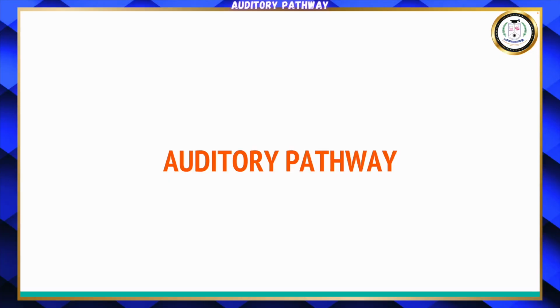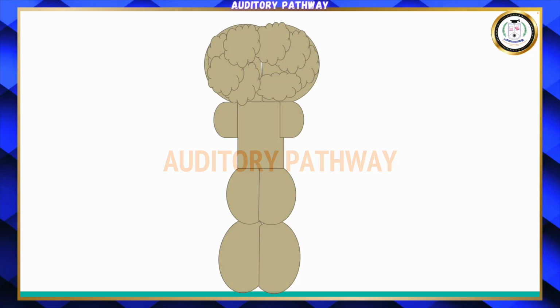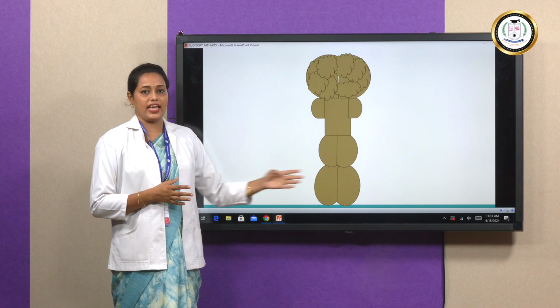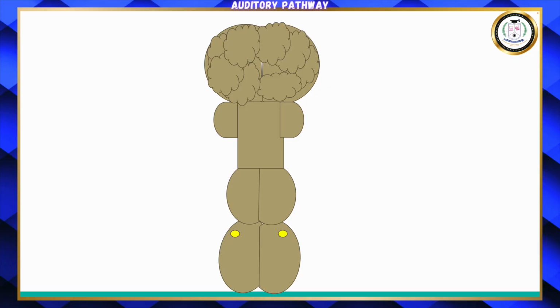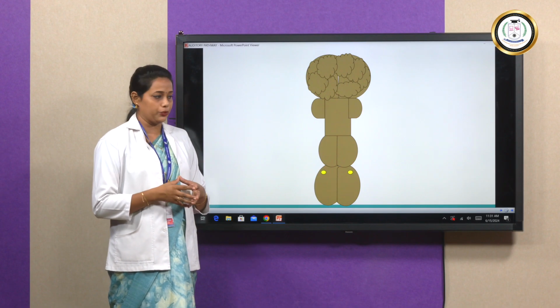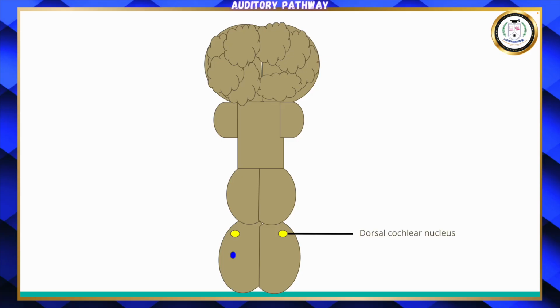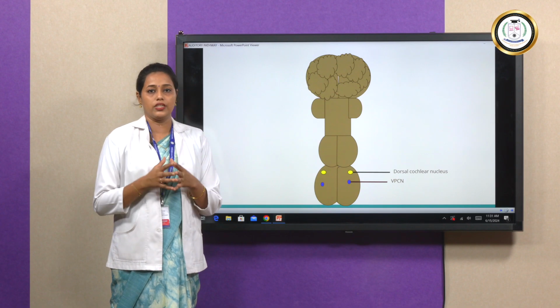Now, let's start with the auditory pathway. Let us consider this as the cortex and this as the brainstem. So, we have the cochlear nucleus. These two yellow colored nuclei are called the dorsal cochlear nucleus. And these two blue colored nuclei are called the ventro-posterior cochlear nucleus, which is one among the ventral nuclei.